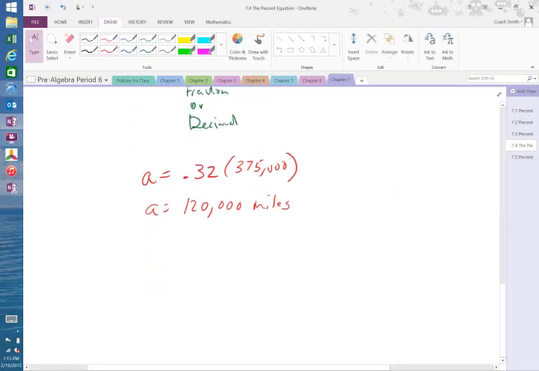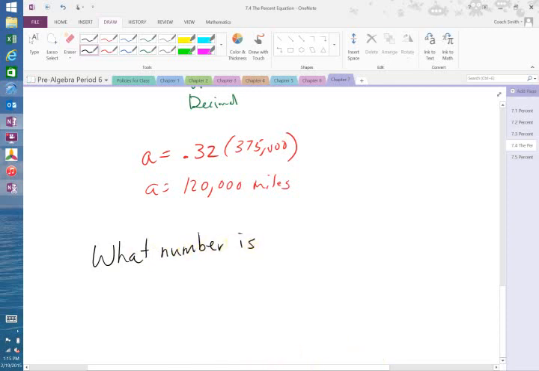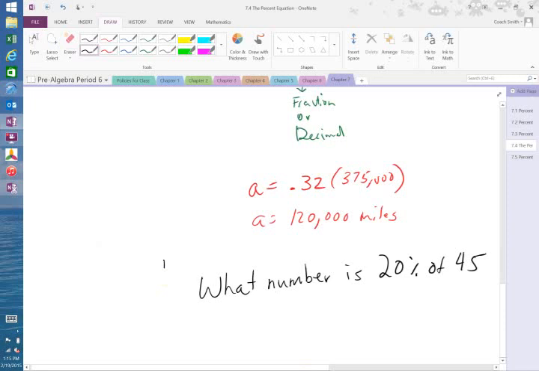The ones that are easier are the ones that are just a straight sentence. For example, what number is 20% of 45? And really, these are just easier because you don't have to figure out which is the A, which is the B. All you got to do is this.